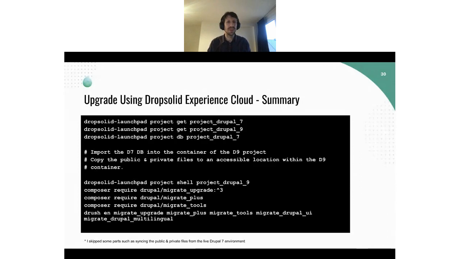What is then necessary is making sure that the database of the Drupal 7 project is accessible for the Drupal 9 project. In our case, that means importing the Drupal 7 database from one container into the other so that they can read each other. Then we also move the public and private files of the Drupal 7 project to an accessible location within the Drupal 9 container. If you use solutions like Lando and DDEV, these are similar approaches you can take. You can also go directly to the live site and access the Drupal 7 site, but I wouldn't recommend that, to avoid putting any load on that site.